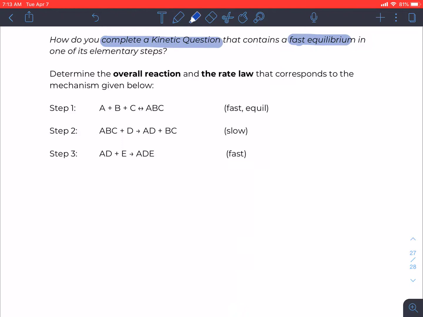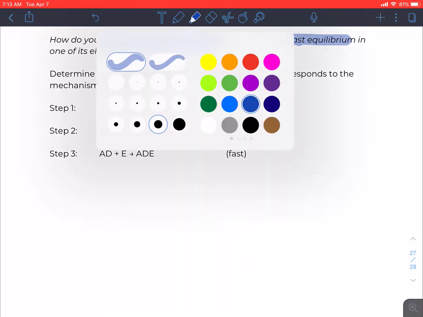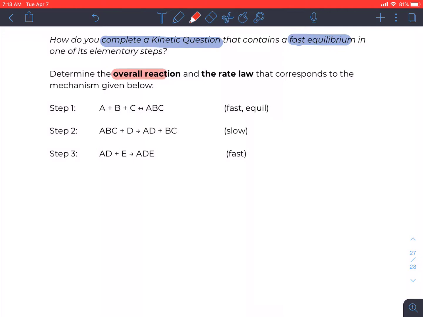Okay, so here we're just going to walk through the problem. It says determine the overall reaction, and the rate law that corresponds to the mechanism given below. Okay, so the overall reaction is pretty easy. That's where you just add up your befores and afters. It's the rate law step that might be a little more difficult if a fast equilibrium is present.